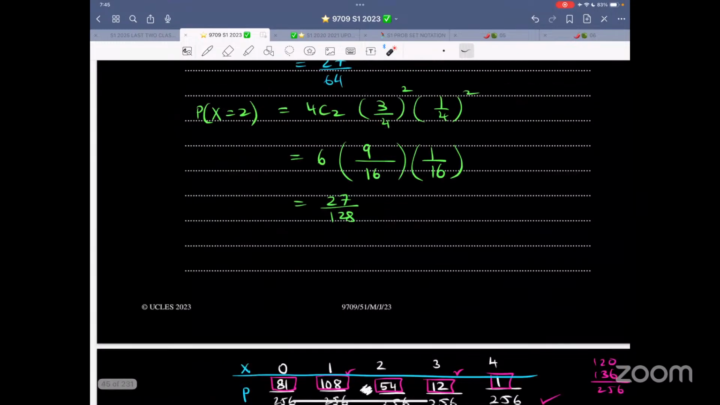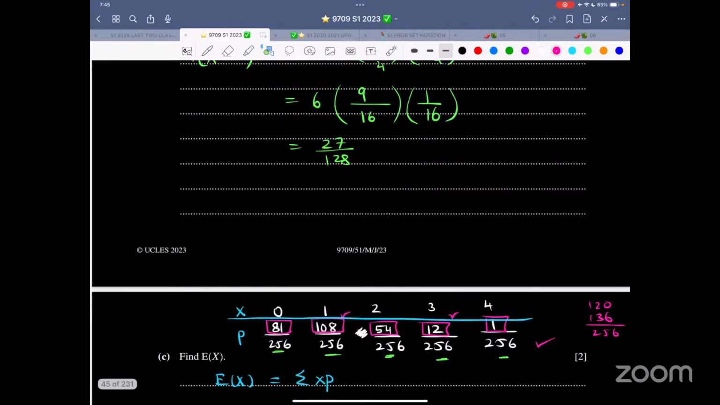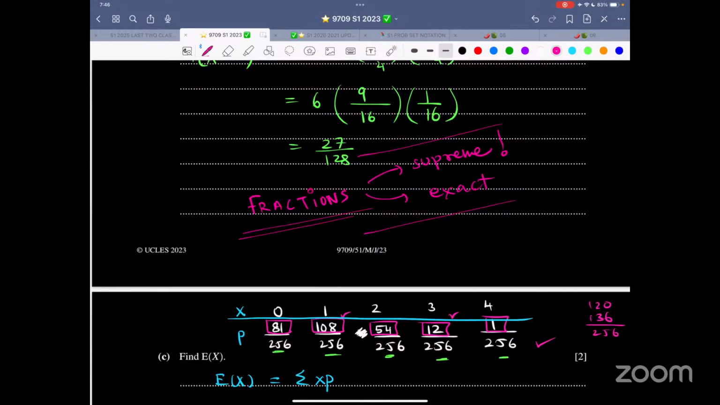Now, again, one bone of contention that a lot of people ask about is fractions versus decimals. Fractions are supreme. Fractions are exact. So remember this thing, fractions are very useful. They are supreme in the sense that they are exact. If the question is about fractions, this is the examiner's favorite. The examiner will always be more than happy that you are working in fractions.